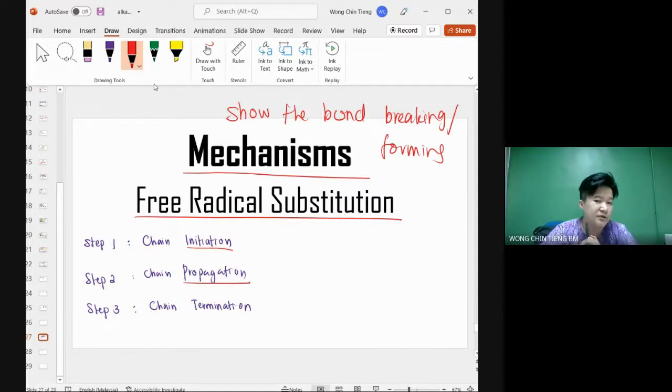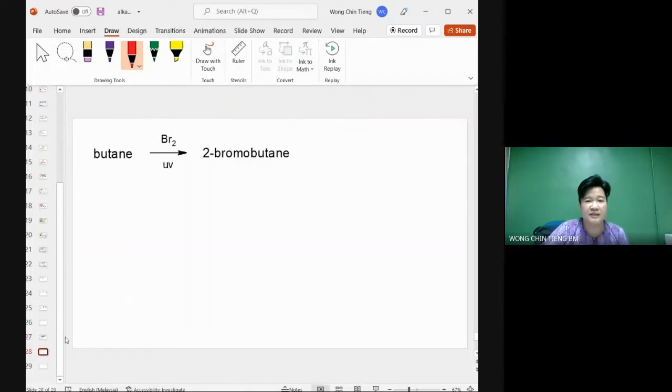Why do we need to stop the reaction? Because the free radical that we produce is extremely reactive, very reactive. That's why you need to have a chain termination to ensure that the reaction stops at a certain point. Okay, so we will use a very easy reaction. I use butane to 2-bromobutane. First and foremost, draw the butane as always.